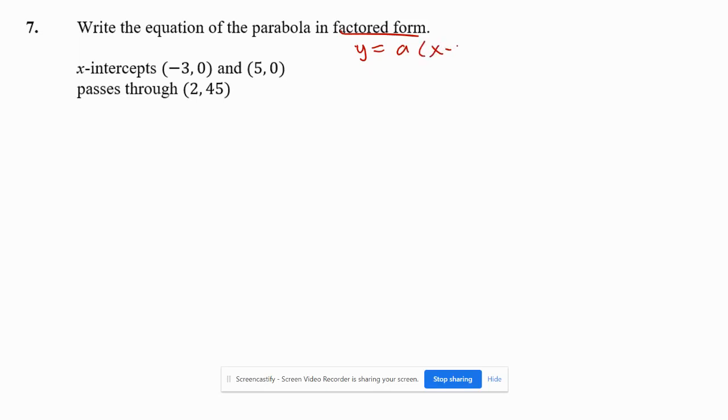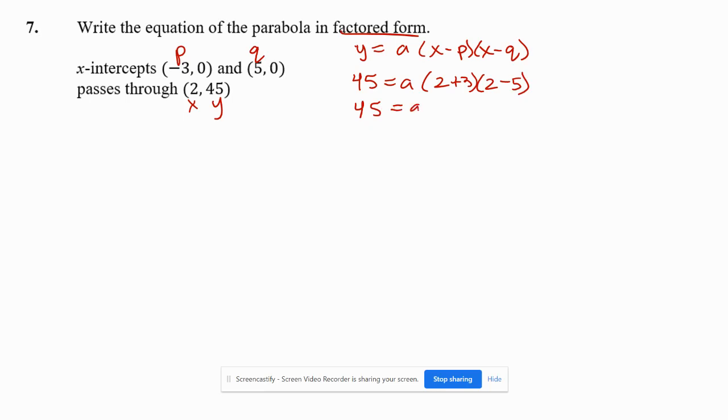A times the quantity x minus p times the quantity x minus q. Okay, so we have p, we have q, we have x and y. So for y, we're going to plug in 45. We don't know a. For x, we're going to plug in 2. Take the opposite of p, so that'll be positive 3. For x2, positive a q minus 5.